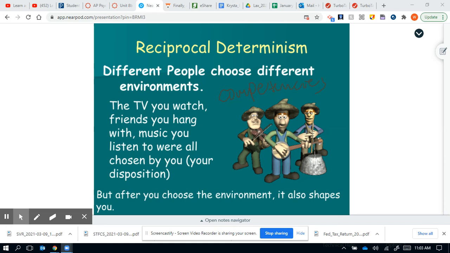So, if you choose to go into theater versus sports, and you choose what TV shows you watch, what movies you watch, what music you listen to. You choose your friends. You choose to take an AP class. Or maybe you're choosing it because you want to be challenged, or because you want the extra GPA credit or whatnot. So we choose environments, and then after we choose an environment, that environment shapes us as well.